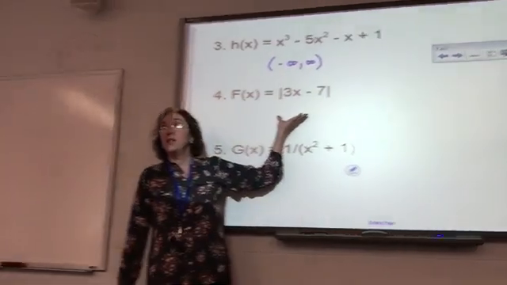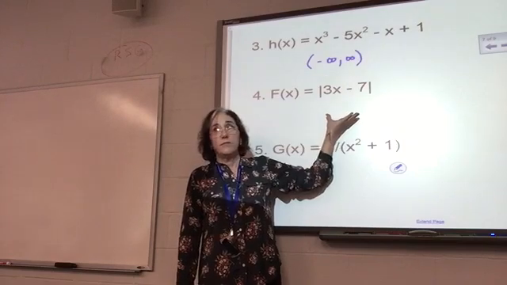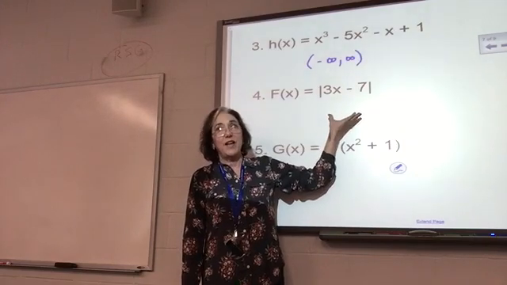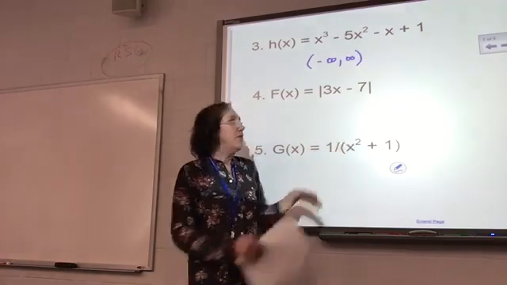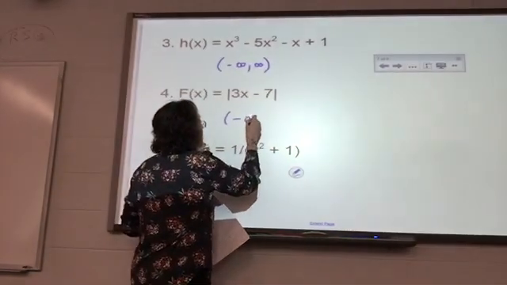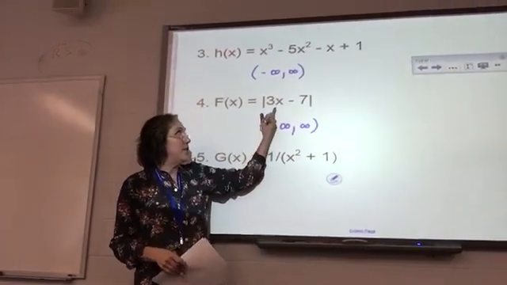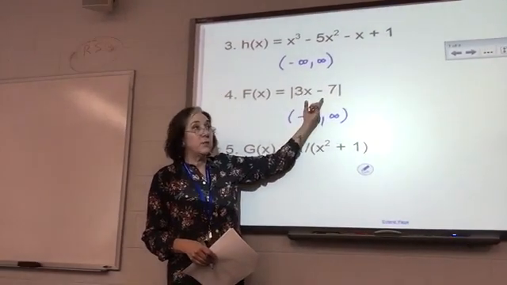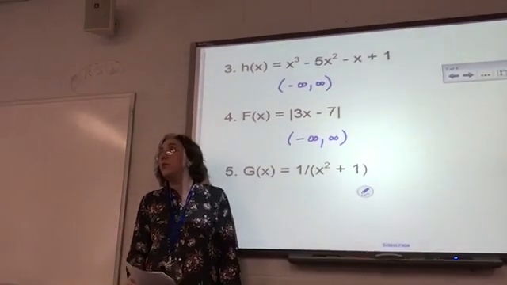Okay, what category is this one that we mentioned? Absolute value, right? Absolute value. You don't have to think too deeply. If you recognize that, you know it's everything. Okay? Why? Because you give me any number, I'm going to triple it, subtract 7. If it's negative, I make it positive. That's always going to produce something.